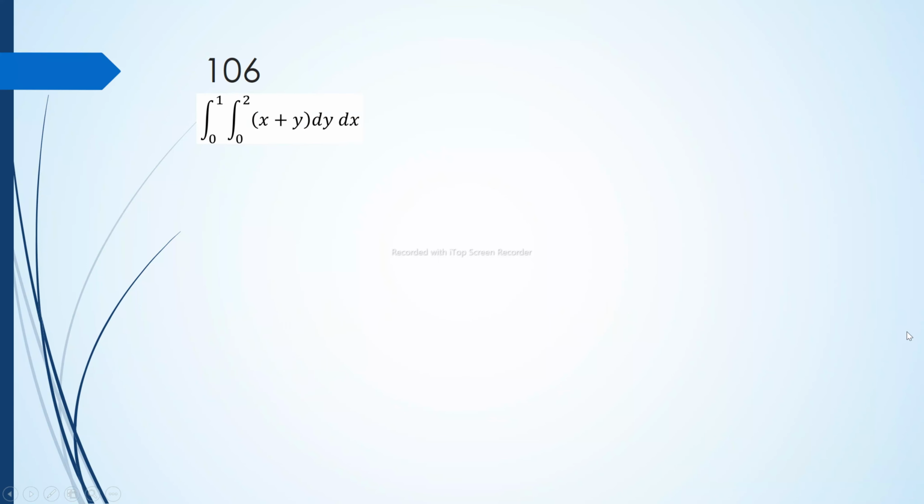Okay. So let's proceed with our sample number 6. So this is very obvious. We integrate first the inside, that is with respect to y, then therefore we will have xy plus 1 half y squared, evaluated from 0 to 2 dx.